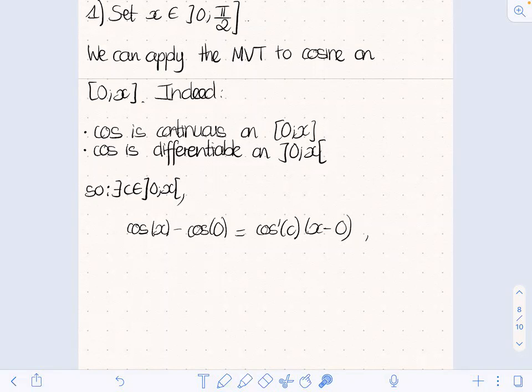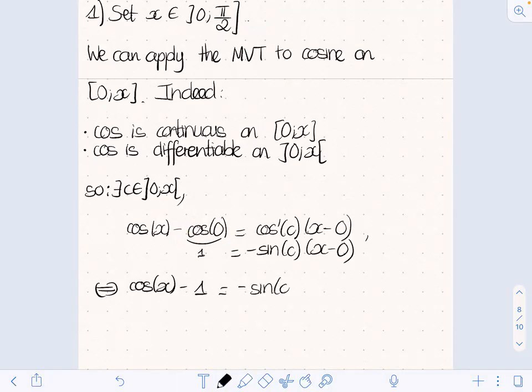Now, what can we say about cosine prime of C? It's sine of C. Are you sure it's sine? Minus sine of C, sorry. Yeah, no problem. Yeah, it's minus sine of C times x minus 0. Okay, so what we can do is maybe rewrite this a little now, because we've also got cosine of 0 equal to 1. So if I use the fact that that's equal to 1, we get cosine of x minus 1 equal to minus sine of C times x.